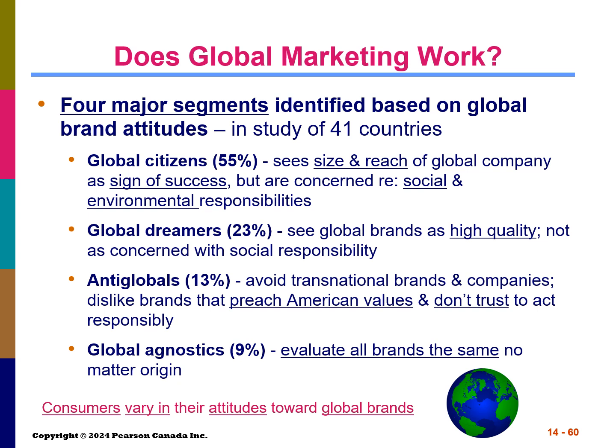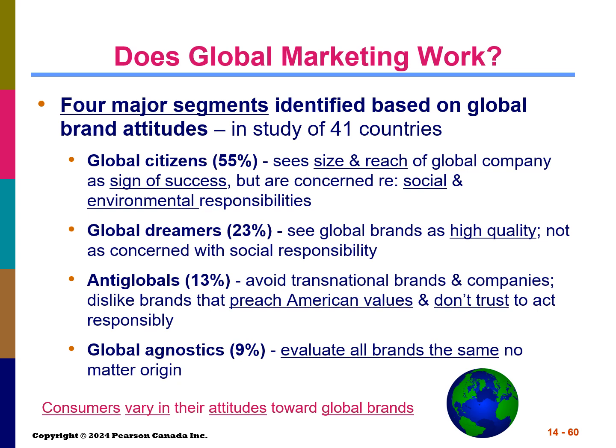Global citizens represent 55% of consumers. They see the size and reach of a global company as a sign of success, but are concerned about their social and environmental responsibilities. Global dreamers represent 23% of consumers. They see global brands as high quality and are not as concerned with social responsibility.